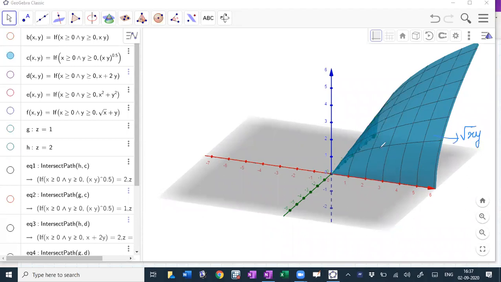I am restricting the drawing to the first quadrant only, because we can't consume negative quantities of any good. Mathematically this function could have points in the other quadrants as well, but I am just drawing it for the first quadrant because x and y both have to be positive. Let's now look at another function.